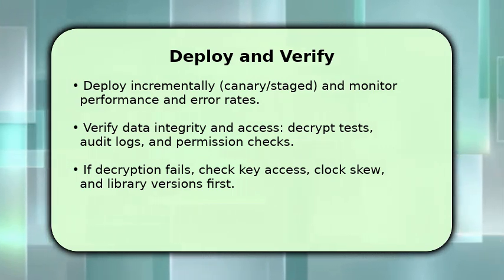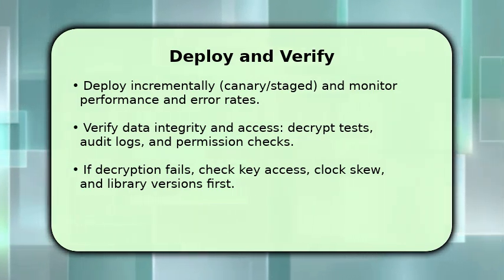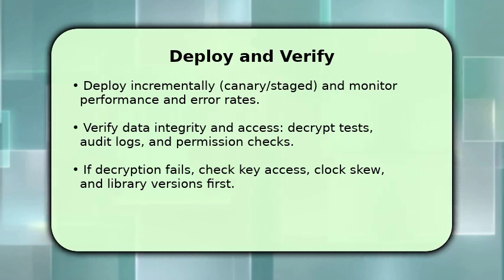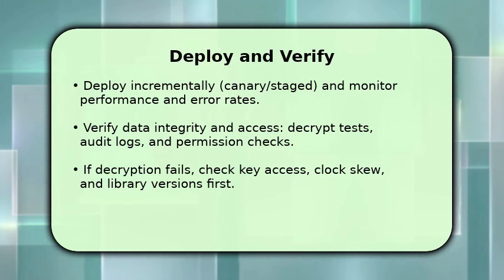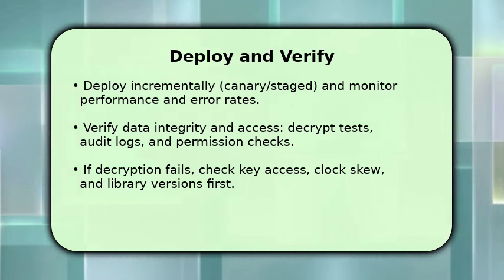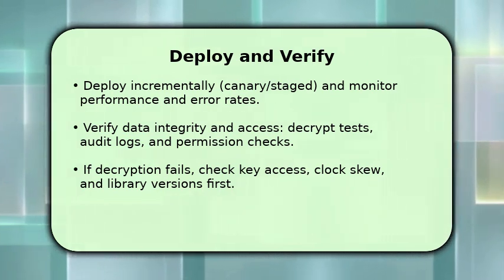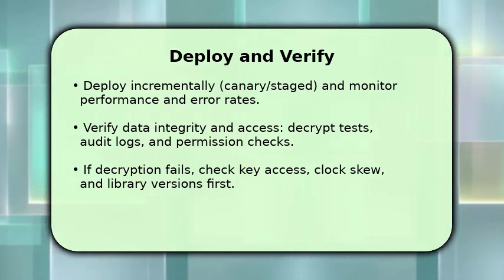If something goes wrong, start troubleshooting. Confirm the active key is accessible, check for clock skew affecting token validity, and ensure library versions match between services. Finally, document the rollout and set automated alerts for future failures.